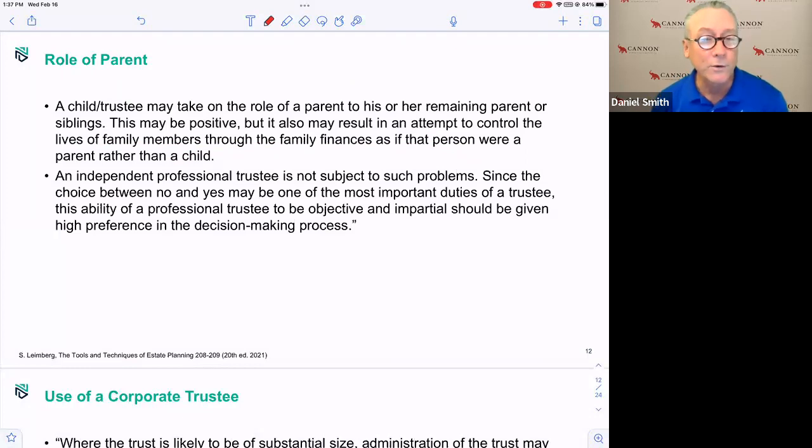An independent professional trustee is not subject to this problem, since the choice between no and yes may be one of the most important duties of a trustee. This ability of a professional trustee to be objective and impartial should be given the highest preference in the decision-making process. Again, this is a guy who has spent his life in the estate planning business, been around it, had clientele, had active businesses in the areas, and now does a lot of writing and consulting in the business.